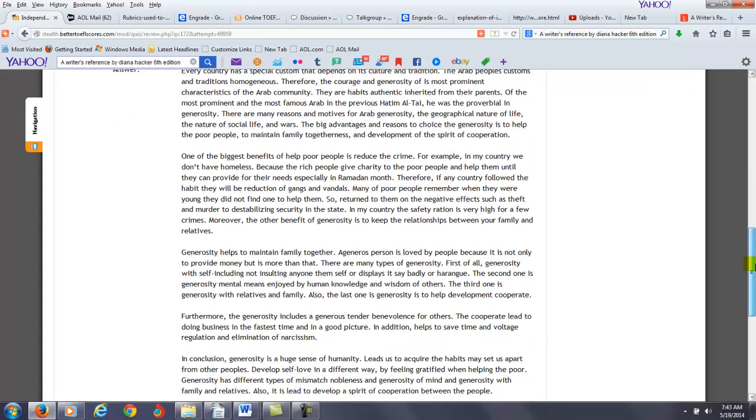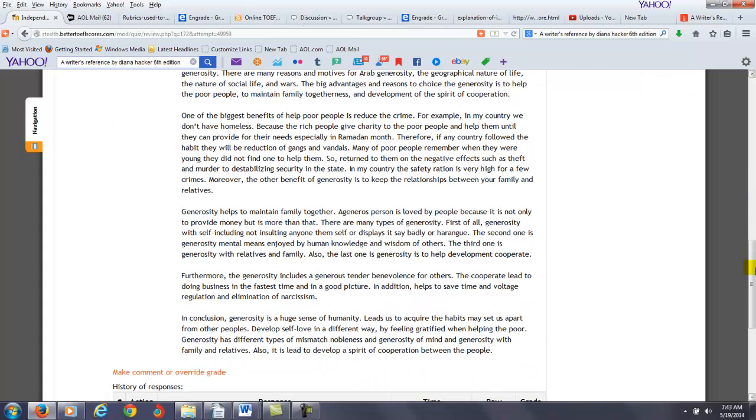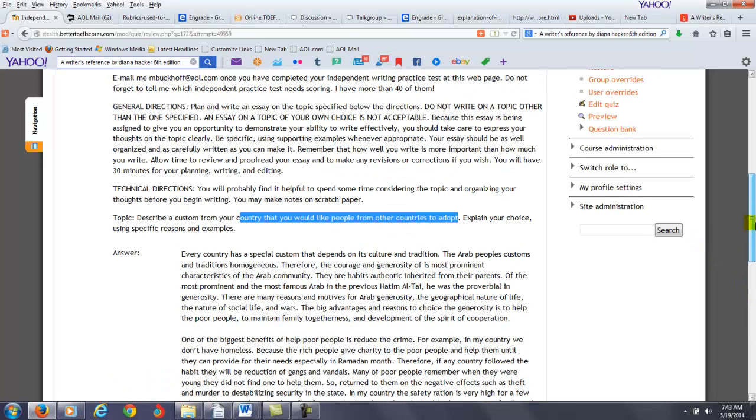So that's really the main thing I think that you can do to improve your organization, specifically with topic sentences. Now, you also have numerous language use issues, a lot of grammatical issues going on with this particular essay.